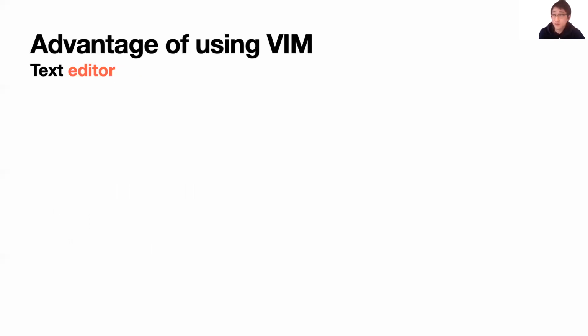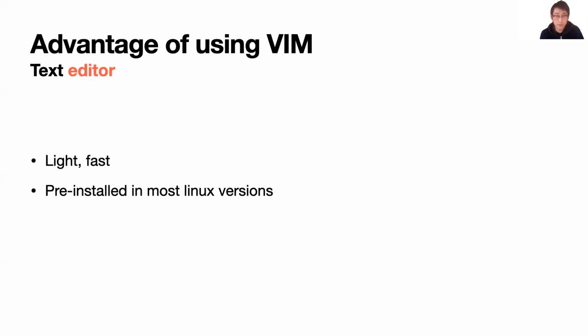So the advantage of using VIM is, I'm sure most of you already tried typing VI in the terminal, it is very light and fast. As soon as you type it and enter, it just comes up straight away. Since it's pre-installed in most Linux versions, say you are collaborating with a team in, say, China or in Korea, they have VIM in their servers. So if you know how to use VIM, you can just connect and then work straight away.